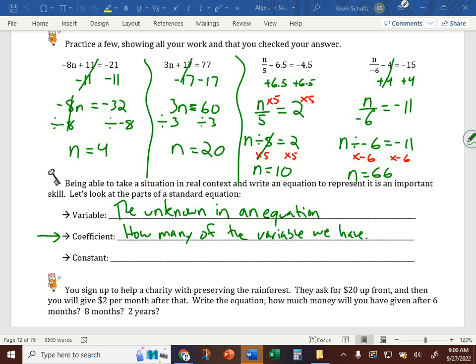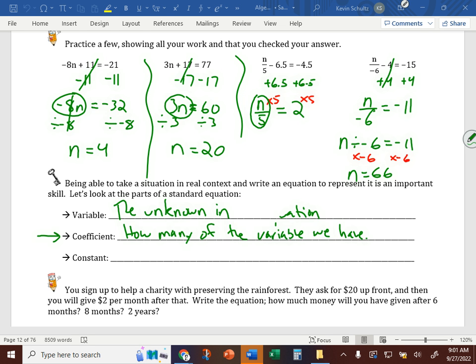Even when we have division here, like n divided by 5 equals 2, how many of the variable do we have here? How could I rewrite n divided by 5 that would show me how many n's I have, like we have with negative 8n and 3n? What's n divided by 5 written as a multiplication expression? Andrea? Paul? No, that would be 5 n's, but I'm taking n divided by 5. N times negative 5?